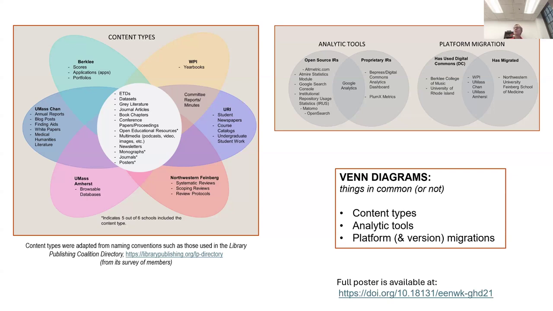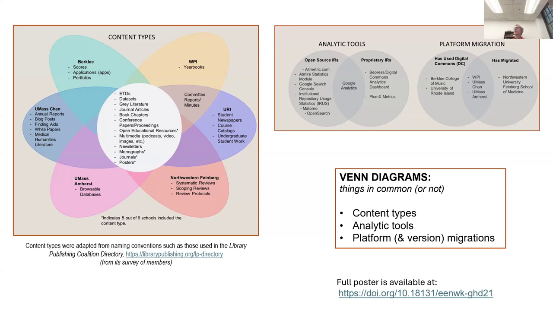The center white gray area has a lot of formats that were present in all of our repositories. Of course, Berklee, being a music school, had musical scores. That was a unique thing in their petal, if you will. But when you look at the 2 medical libraries, UMass Chan and Feinberg, we didn't even have everything in common among the 2 medical IRs, let alone what some of the other IRs had decided to put in their repository: student newspapers, yearbooks, and other things, browsable databases.